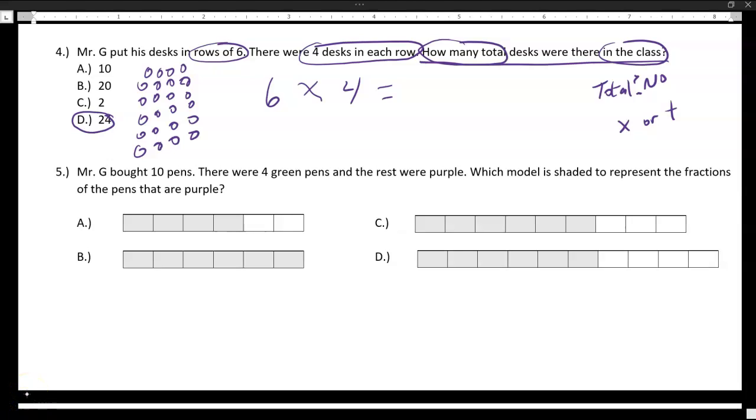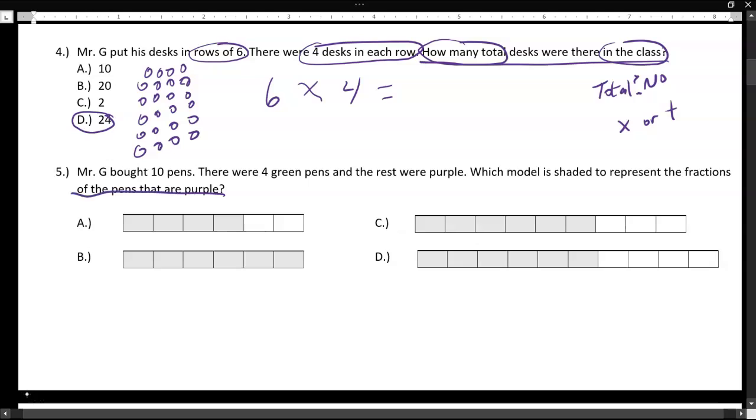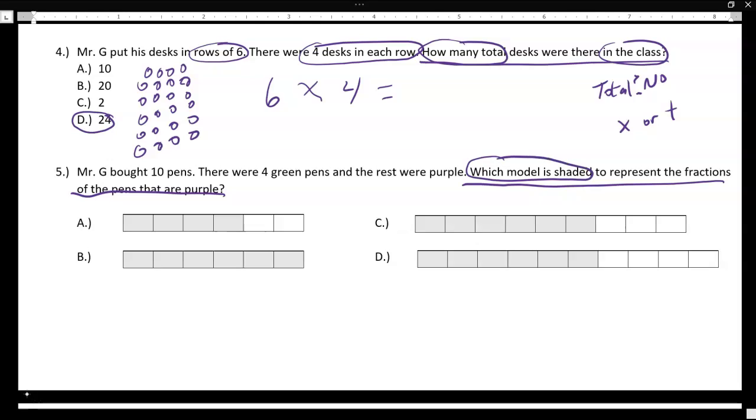All right, number 5. Mr. G bought 10 pens. There were 4 green pens and the rest were purple. Which model is shaded to represent the fractions of the pens that are purple? Yes, word problem. Yes, Scooby. I'm going to do it really quick. Follow along. Stop yawning.